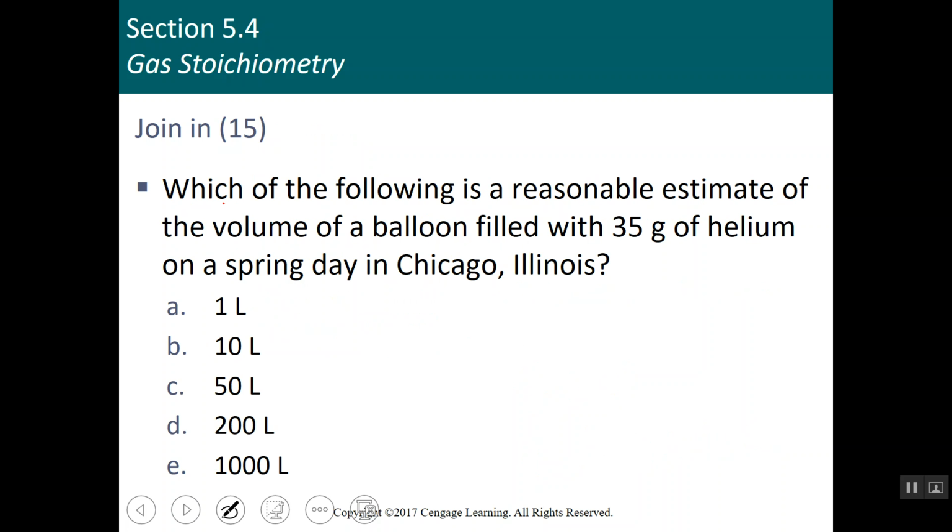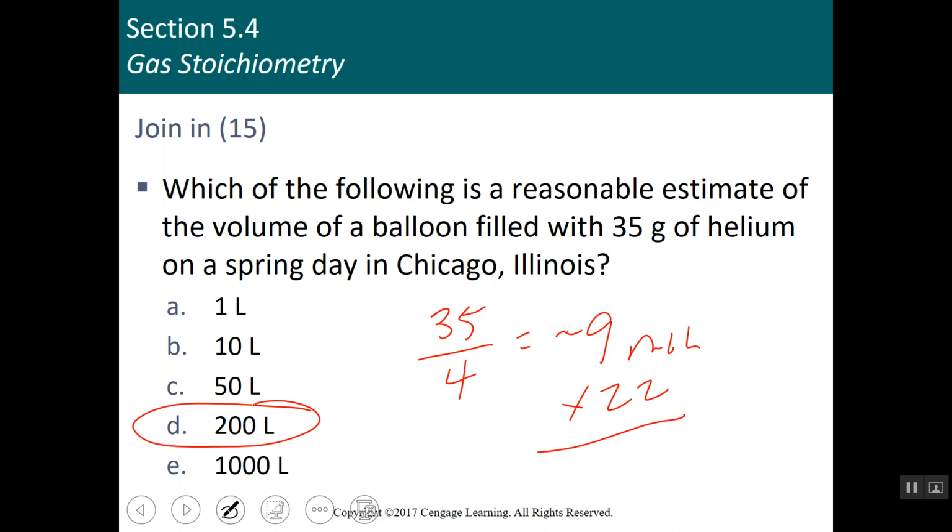Which of the following is a reasonable estimate of the volume of a balloon filled with 35 grams of helium on a spring day in Chicago? So again, let's just do some rough calculations. 35 grams of helium divided by 4 gives you about 9, so approximately 9 moles. Take that times 22, and 9 times 20, or 10 times 20, is going to give you about 200 liters. So just a rough estimate to help you figure out that multiple choice problem.